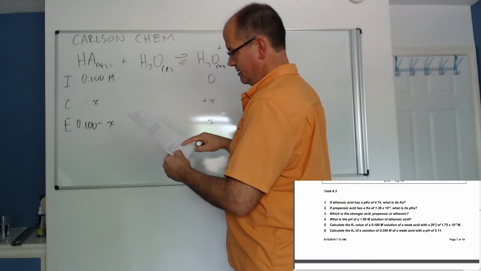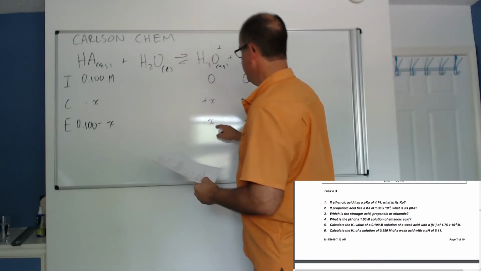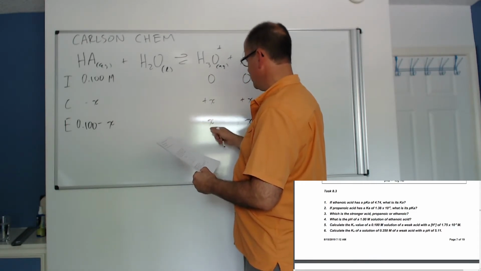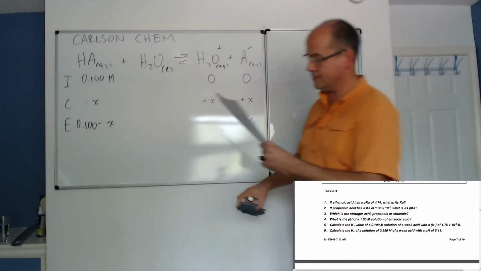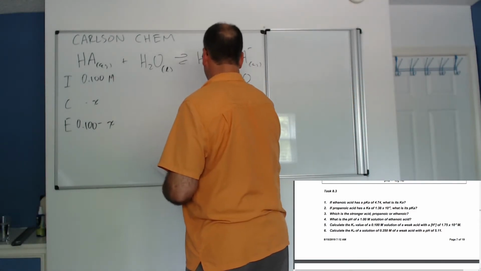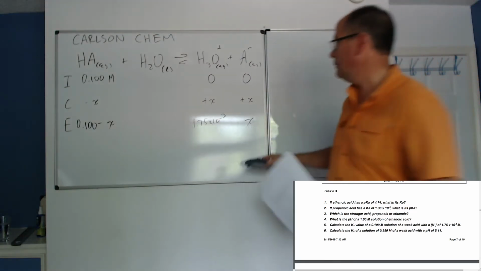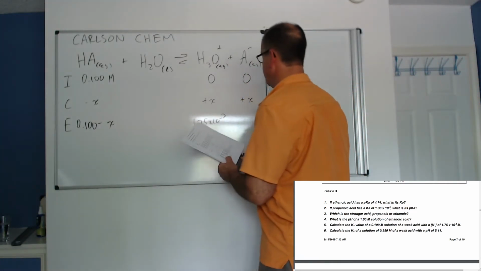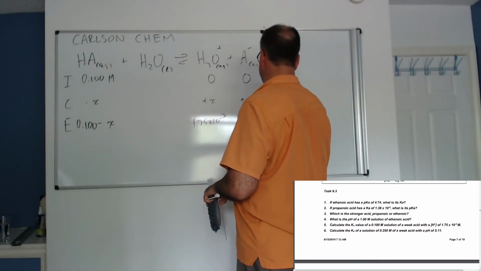It tells us that the H plus is 1.75. So this is H plus, so it tells us that this is 1.75 times 10 to the minus 3. 1.75 times 10 to the minus 3. And so that's what this is as well. Tells us what that is. 1.75 times 10 to the minus 3.